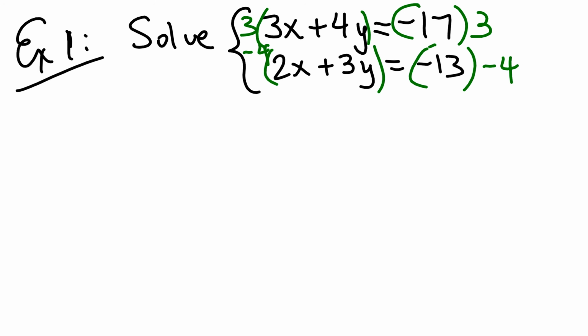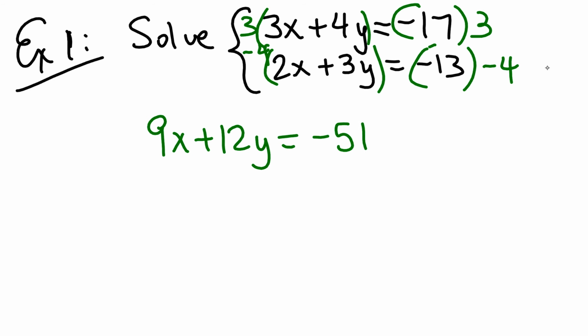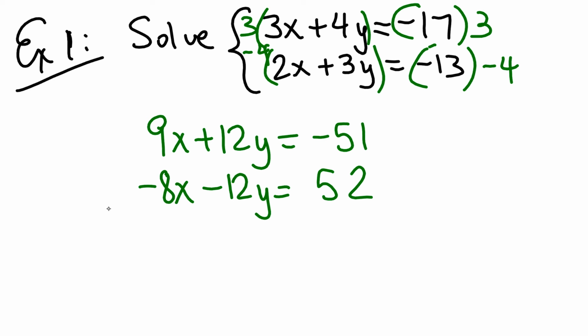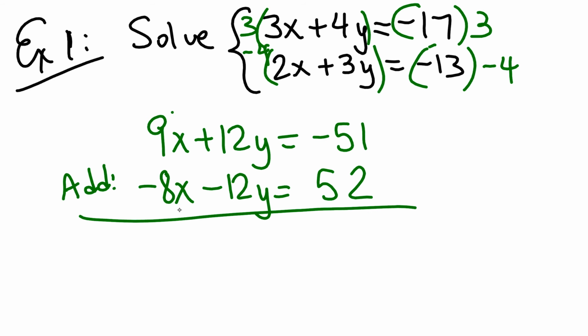And so what does this turn into? Well, the first equation is 9x plus 12y is negative 51. And the second equation is negative 8x minus 12y is positive 52. And so we'll add the equations straight down. 9x minus 8x is 1x. 12y and a negative 12y add to 0. Negative 51 plus 52 is 1. And guess what? X is 1.